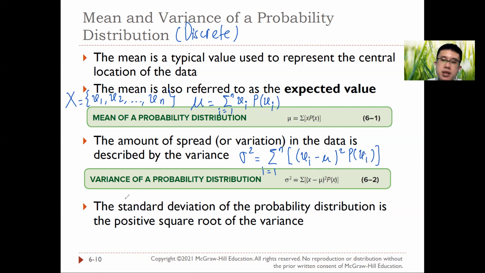It's similar to the ungrouped data. The standard deviation is the positive square root of the variance, or we can write the standard deviation to be the value of sigma. These are three quantities: the mean, the variance, and also the standard deviation of the discrete distribution. And once again, this is only for the discrete case.